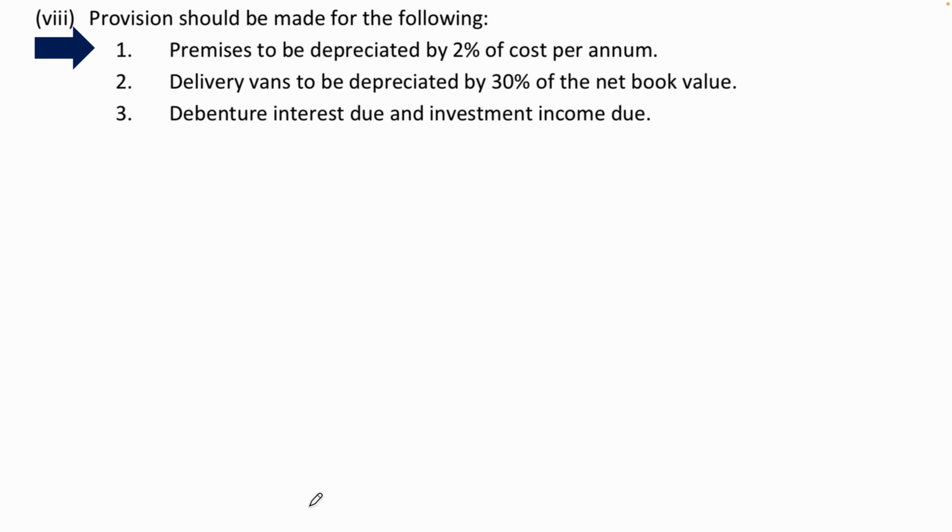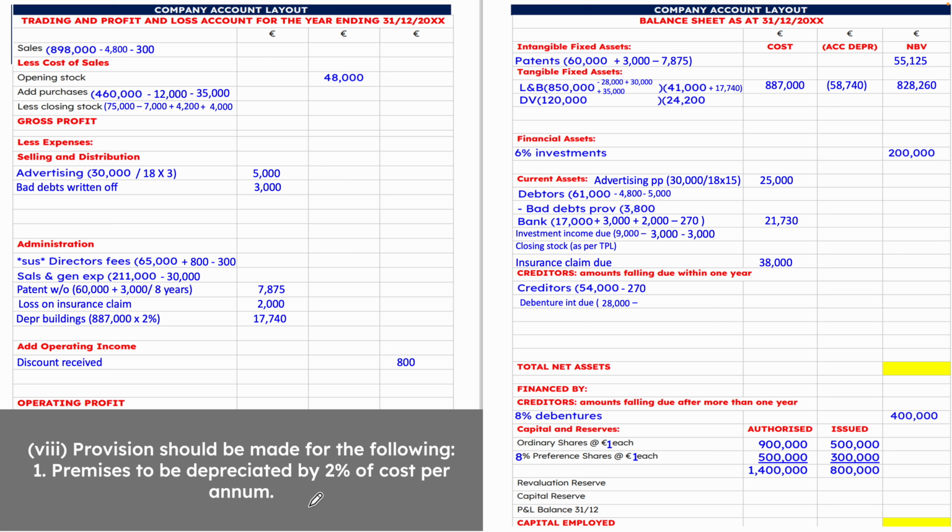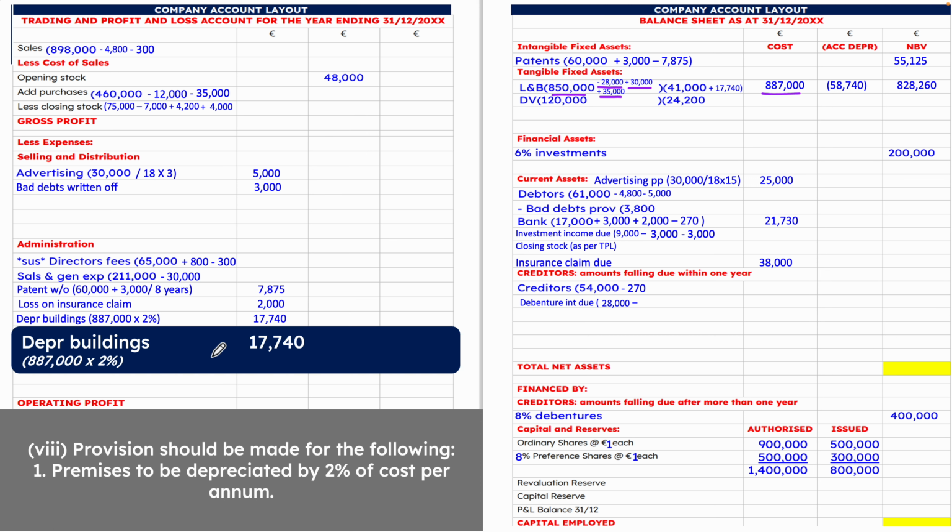Premises to be depreciated by 2% of cost per annum. Okay, so look, remember a lot has happened to premises here, okay? Like we had 850 and then we minus the 28 fire damage. Then we add the 65 that it costs to rebuild it, right? So that's 887,000, okay? Needs to be depreciated by 2%. So 887,000 multiplied by 2%, 17,740 into administration expenses.